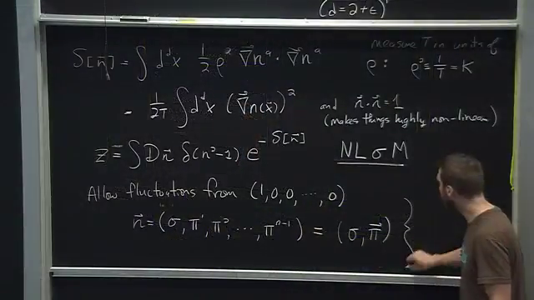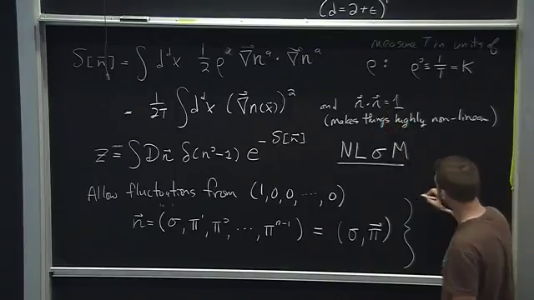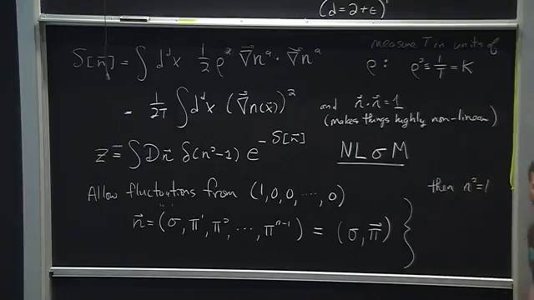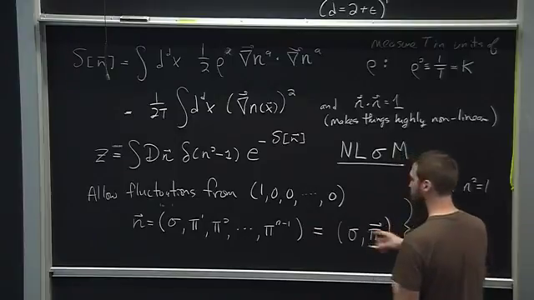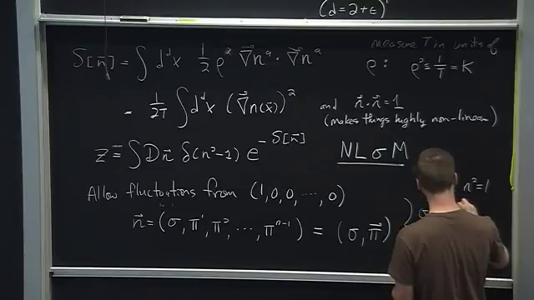Then that constraint, n squared equals 1. You can just write it as n squared, so it's this, plus a dot product, if you will. Let's write it like this.